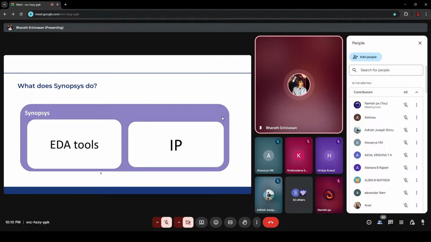The two business groups of Synopsys are EDA tools and IPs. EDA tools are basically for designing semiconductor chips. You need a certain set of tools. So Synopsys started off as a company that provided these tools that enable faster development of these chips or IPs or SOCs for that matter.